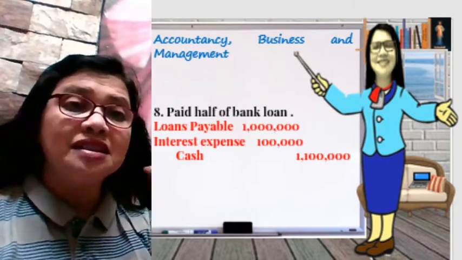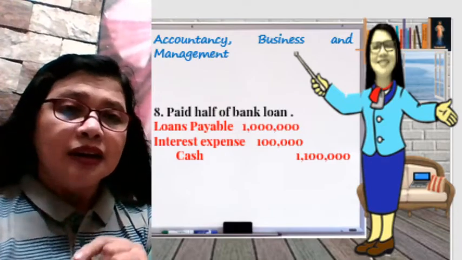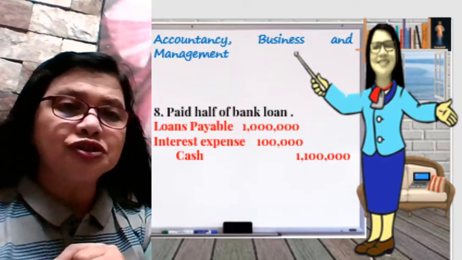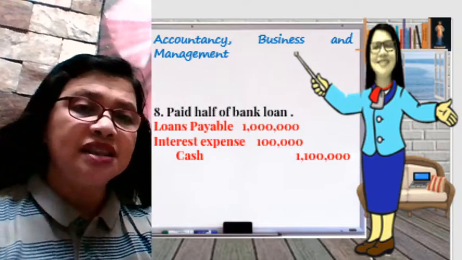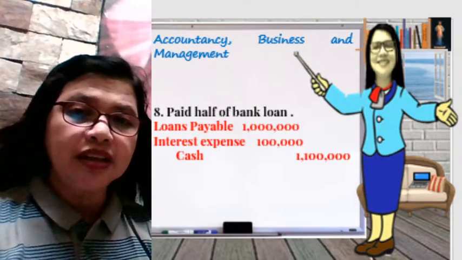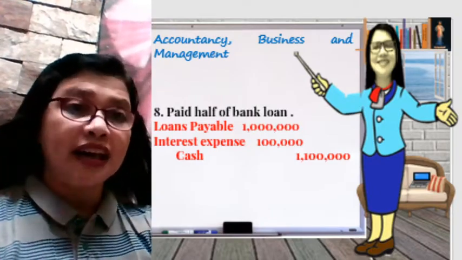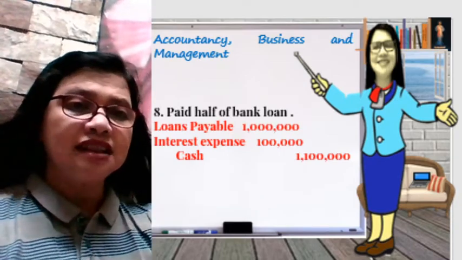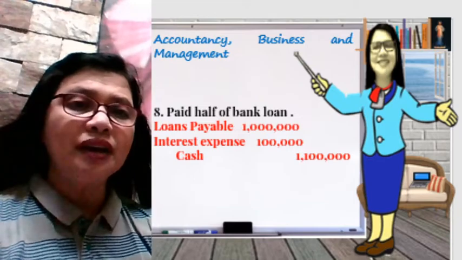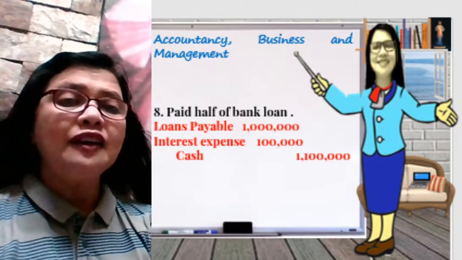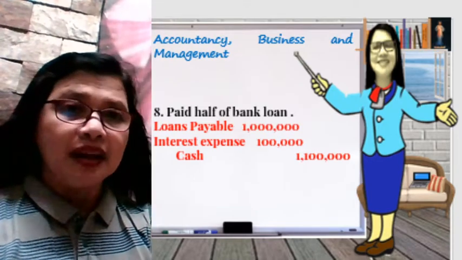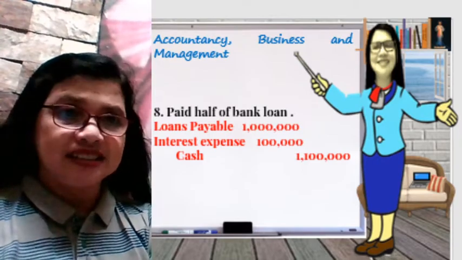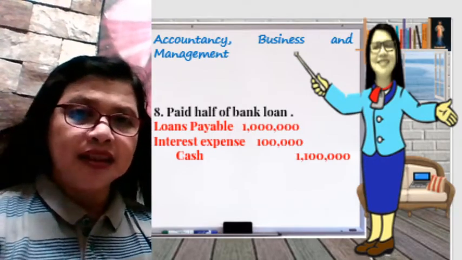So loans payable, why did we debit it? Because that is a reduction to your loans. When you reduce your loans, you do a debit. So we debit loans payable by 1 million and you have to pay the interest expense. Expense is a debit normal balance, so debit 100,000. You pay for the loan principal and for the interest expense for that period.